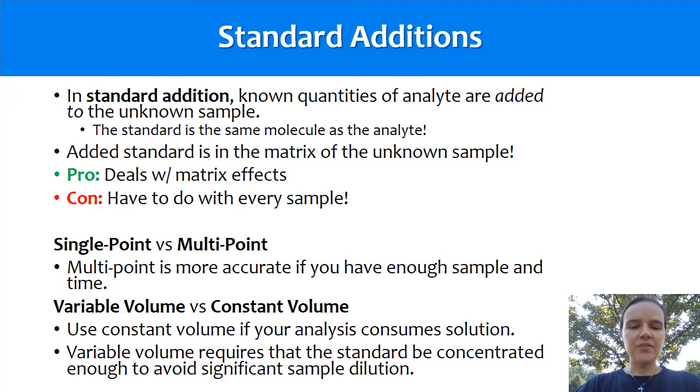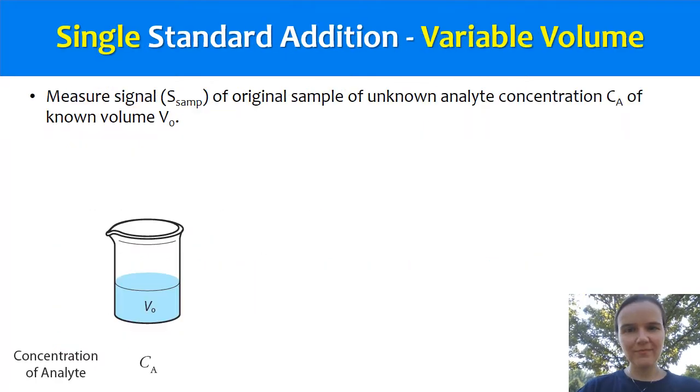The other thing is that if you needed to have a variable volume standard addition, you can't dilute your sample too much. You need to have that highly concentrated standard that you're going to use a very small volume of. So if you don't have an adequately concentrated standard available, then you won't be able to do variable volume. So I'll start with single variable volume standard additions. Step 1, get your original sample that has not been altered in any way. Measure out a known volume of it. Get your signal. You don't know the concentration yet, but you've got the signal.